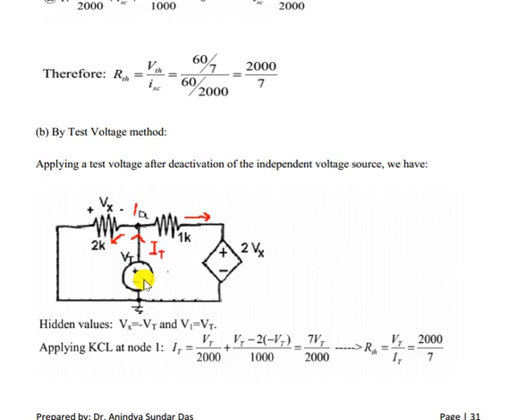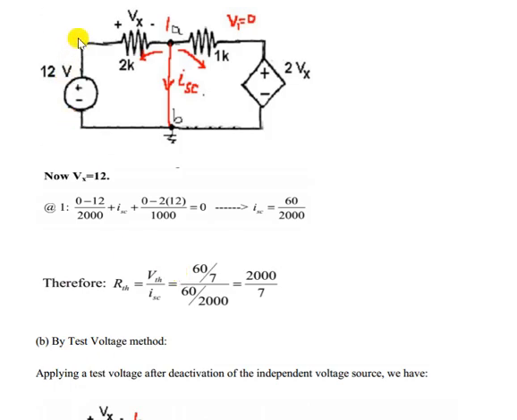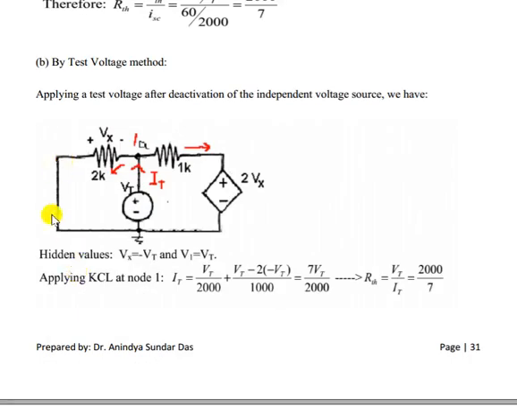Now if we apply the test voltage method, see the difference here. For the test voltage method, the independent voltage source is deactivated. So here Vx is equal to minus Vt, because Vx direction is minus to plus, here it is plus to minus. And V1 is equal to Vt.